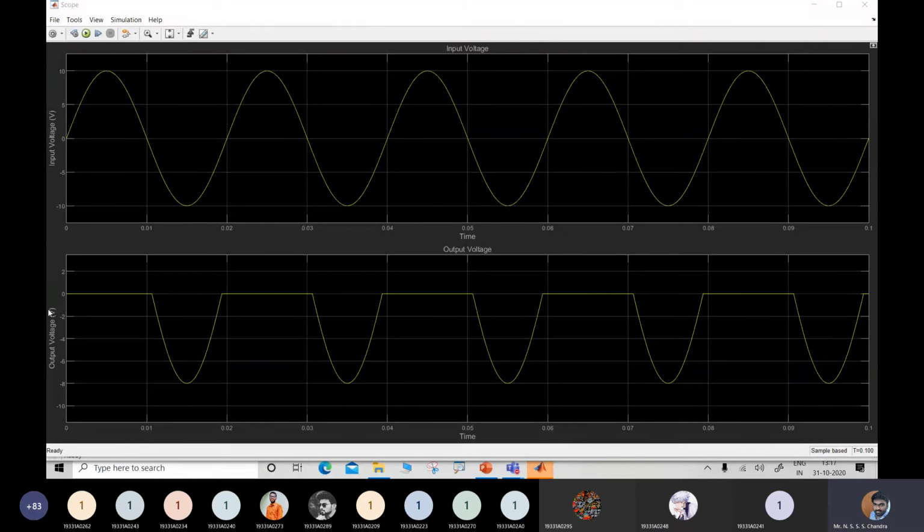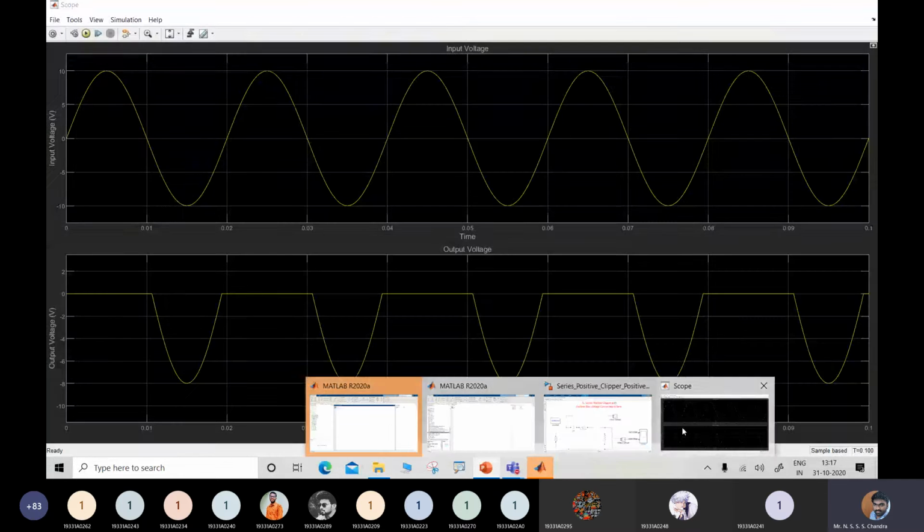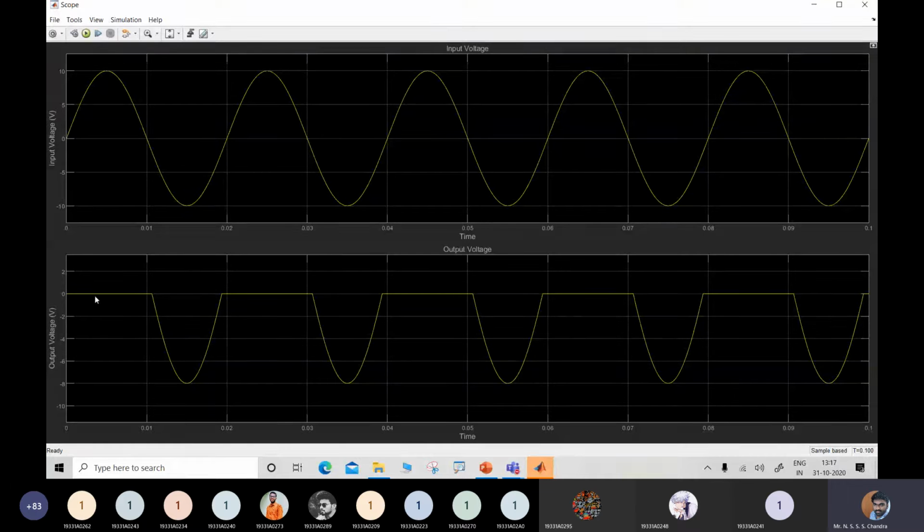So how do you get this output? So what we have seen here: when the diode is not conducting, your output is equal to 0, right? So this entire portion, the diode is not conducting, and when the diode is conducting, you are getting the output voltage which is equal to your input voltage plus the battery voltage.